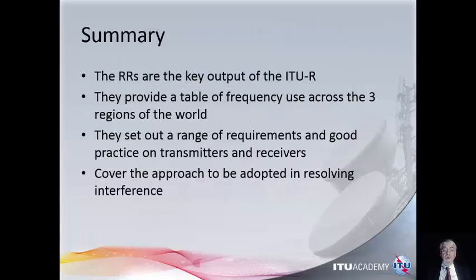A summary on the regulations. The RR are the key output of the ITU-R. They provide a table of frequency use across the 3 regions of the world. They set out a range of requirements and good practice on transmitters and receivers, and it covers the approach to be adopted for resolving interference.